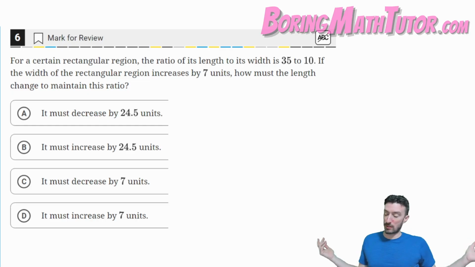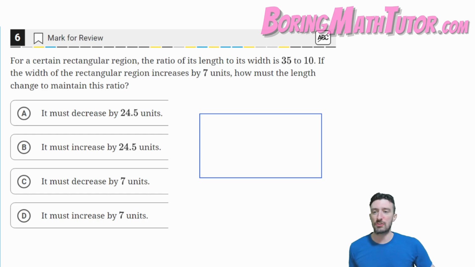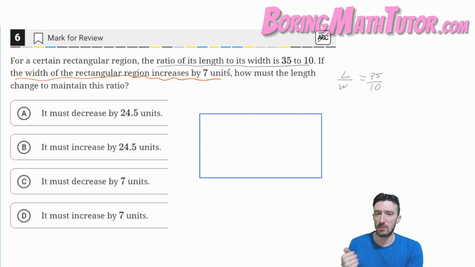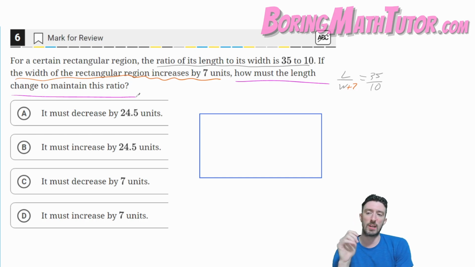Wow, for this problem, there wasn't a drawing of a rectangle. But now there is. For a certain rectangular region, the ratio of its length to its width is 35 to 10. Now, if I want to write that in symbols, I would write L over W equals 35 over 10. If the width of the rectangle increases by 7 units, okay, so whatever W was, it's now going to be W plus 7. We want to know how the length would have to change to maintain the ratio.